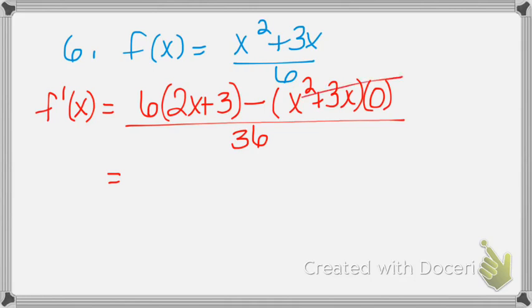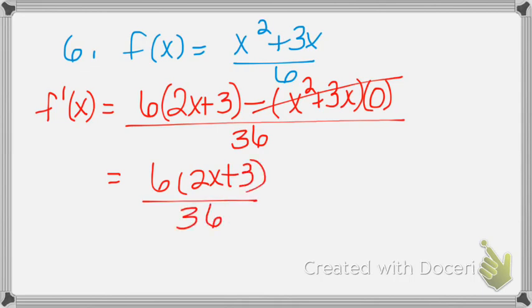Alright, since this is 0, that just kind of goes away. You get 6 times 2x plus 3. I'm not going to multiply by that 6 because I realize that there's a 36 on the bottom and I can reduce. So I get 2x plus 3 over 6.